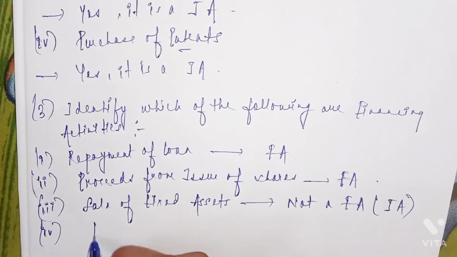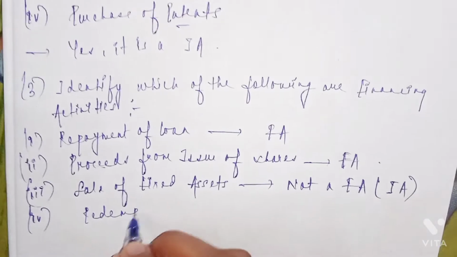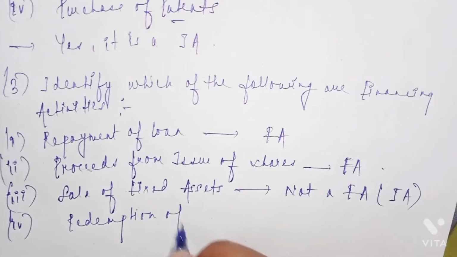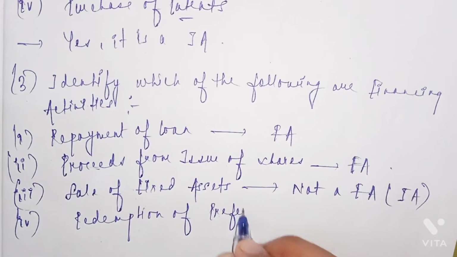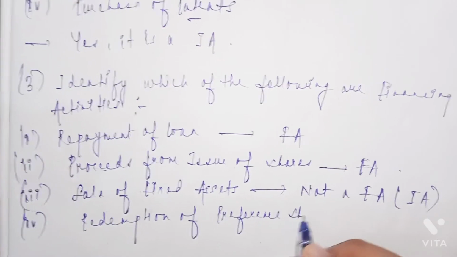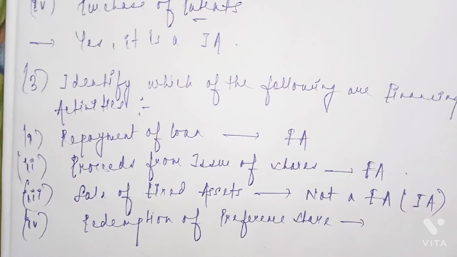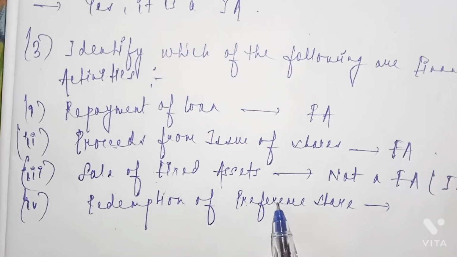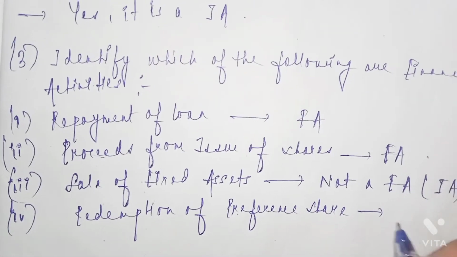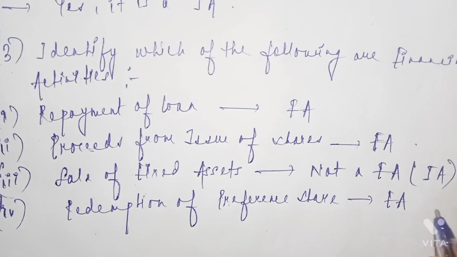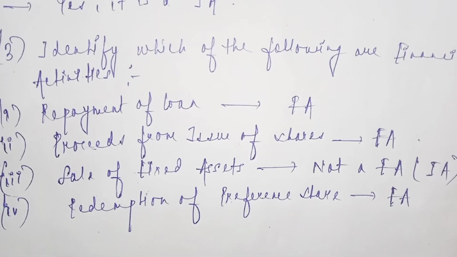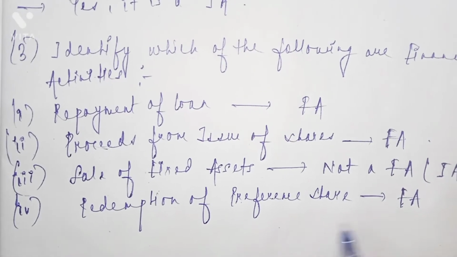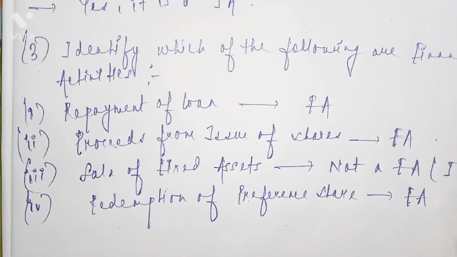Number 4, redemption of preference shares. So always remember, whenever there is any case of redemption, whether of preference shares or debentures, it will always be a financing activity. There is no issue of investing activity or operating activity. You will always have to consider it as a financing activity.